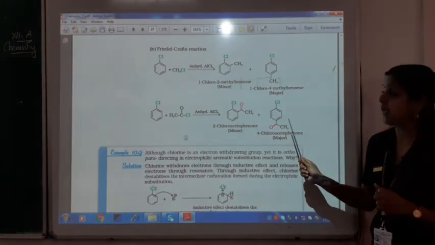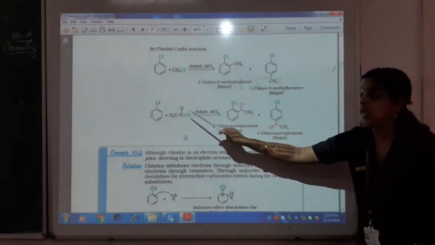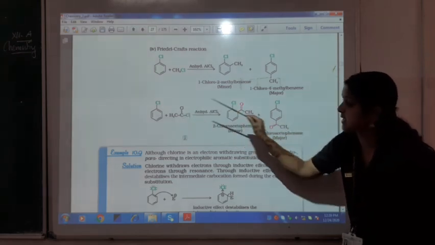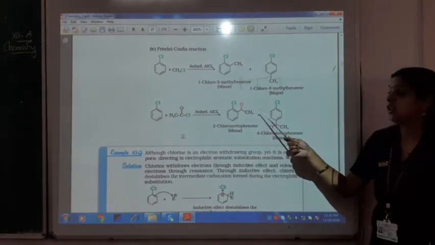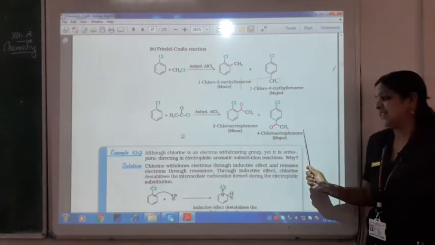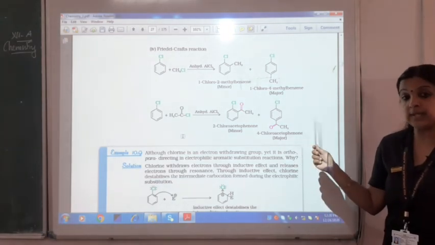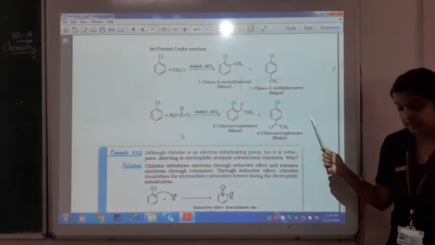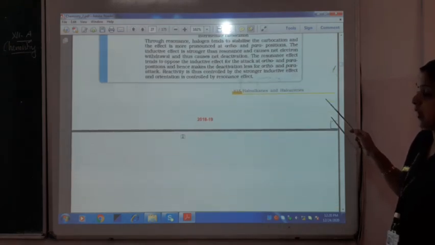In acylation, what happens? This is RCOCl, that is CH3COCl. The Cl part is being broken, and COCH3 comes and attacks the chlorobenzene. So I get here 2-chloroacetophenone and 4-chloroacetophenone. Now, the words are very new for you children, but definitely you have to learn them by heart. These reactions are very important; you get them in name reactions. So these are some of the reactions of haloarenes.